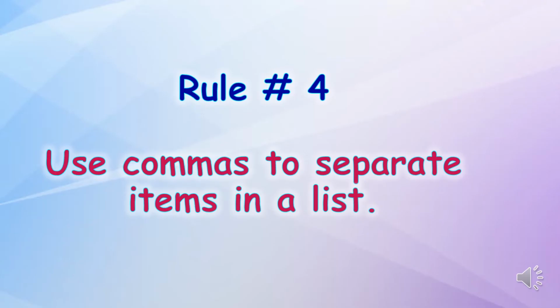Rule number 4. Use commas to separate items in a list. This list can be a list of friends, a list of fruits, a list of vegetables, a list of animals, a list of things you like, any list.